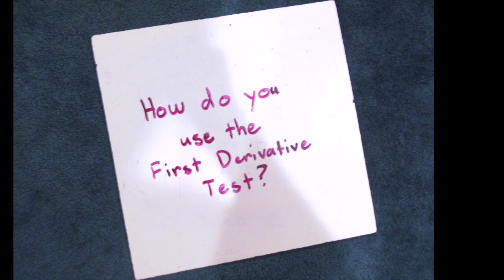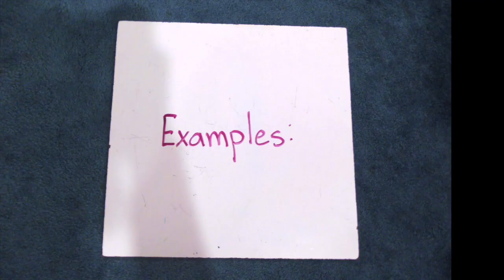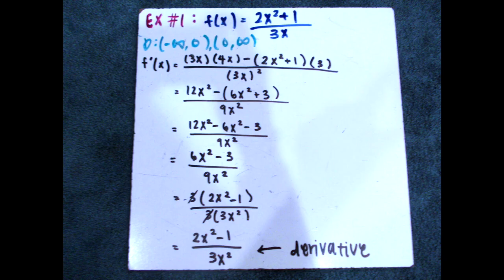How do you use the first derivative test? When asked to find local extremas of a given function, you find the critical numbers to use in the first derivative test. First off, there is a domain restriction. X cannot be 0. Then, to find the derivative of this function, you need to use the quotient rule.